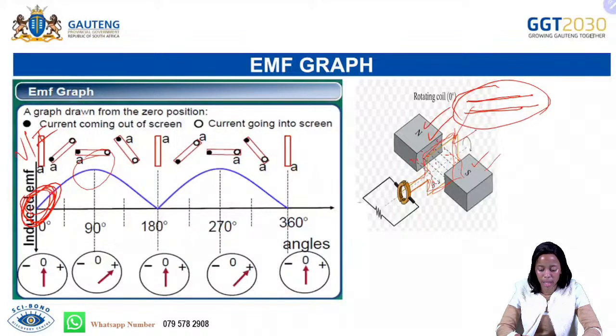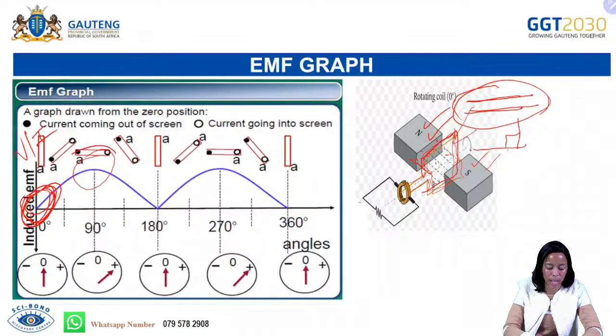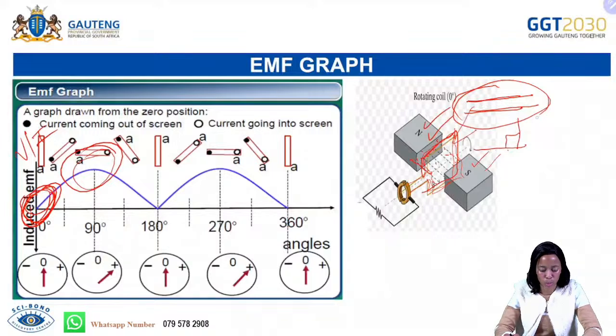But if the magnetic field lines and the coil are at a 90-degree angle to each other, we are going to have cos theta. And when we have cos theta, we are going to be producing maximum current.